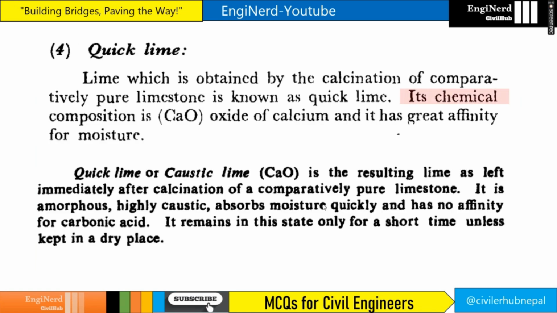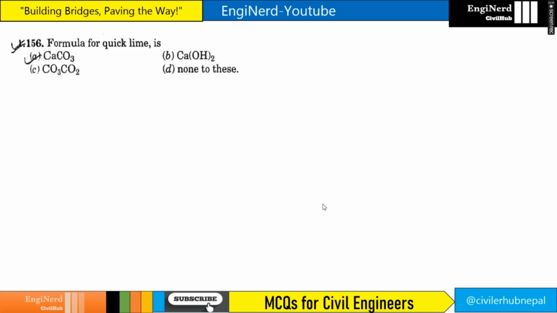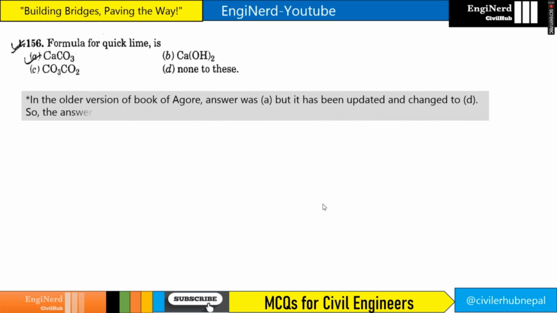Quicklime is CaO, right? Calcium oxide, and it is the resulting lime left immediately after the calcination of comparatively pure limestone. So this is another question related to calcium CaO. The formula for quicklime is... In the older version of the book by Agor, the answer was given as this, right? Previous version, but it has been updated and changed to none of these in the newer version. So our answer will be none of these.